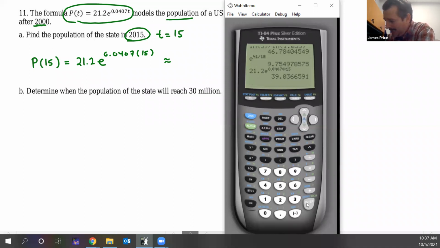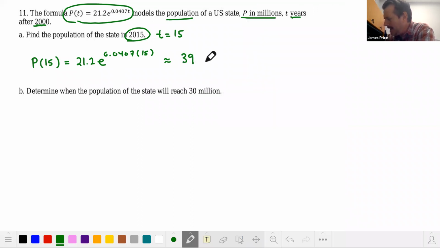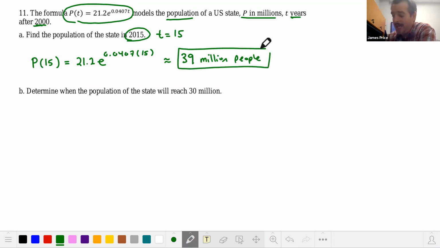So be careful here. I'm going to round this just to the nearest whole number. So this would be 39, but you can't write people. You've got to write million people, because remember it's in millions. So there's the population. So in 15 years, the population, which, remember, actually started at 21.2 million, is going to grow to 39 million people if it follows that formula.